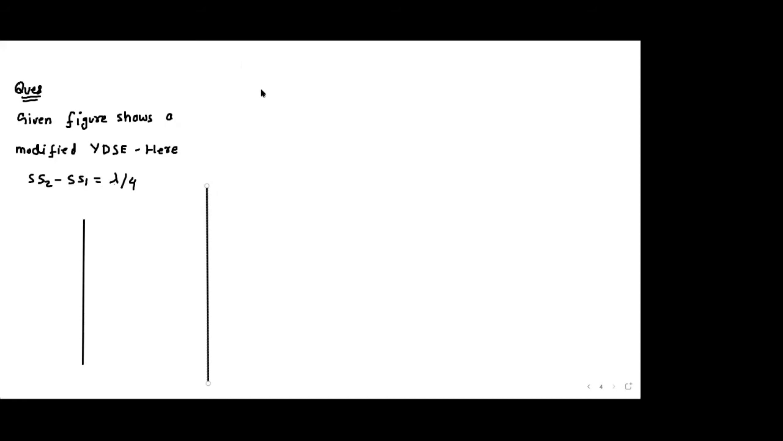Given figure, so this is S1, this is S2. This is the perpendicular bisector, which means this is d by 2 and this is d by 2. If you remember, in the derivation of fringe width, we placed the source at the perpendicular bisector, but now I'm placing the source here. This is your source, the source slit, the bulb from which light is coming. It's not at the perpendicular bisector now. So this is the difference.